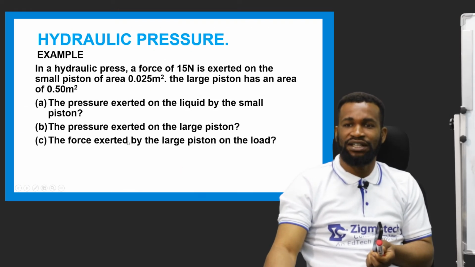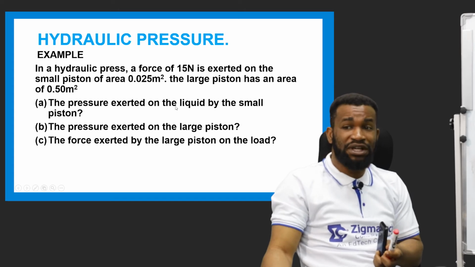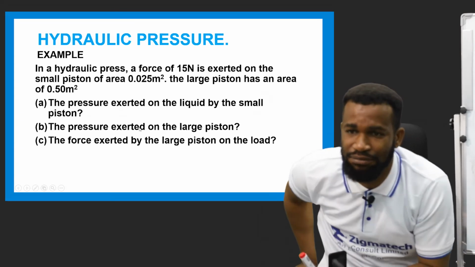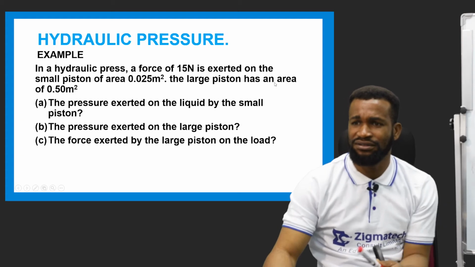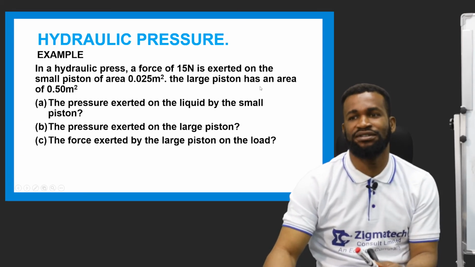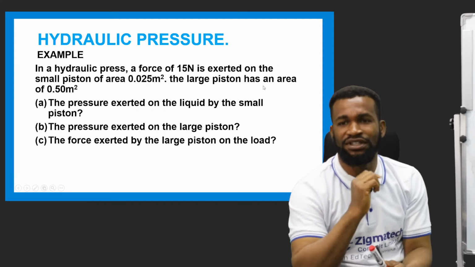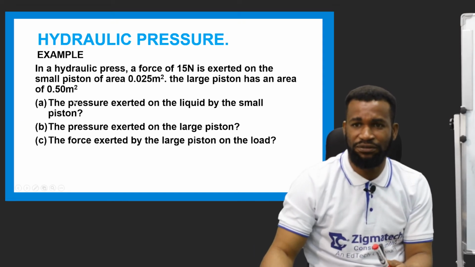So let's go back. Now we say the pressure exerted on the large piston. The pressure exerted on the large piston. All right. They didn't tell us the force on the large piston, but something has to be done to find the force before we can find the pressure.